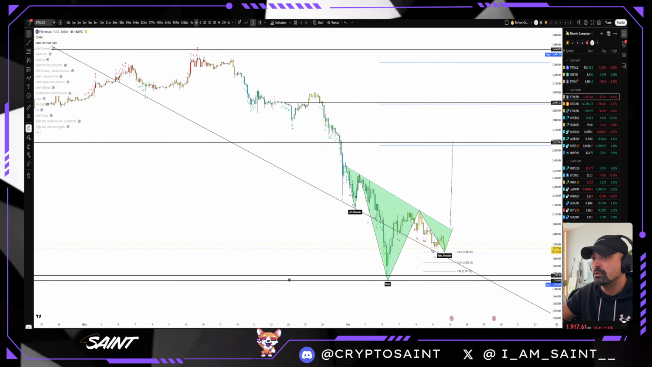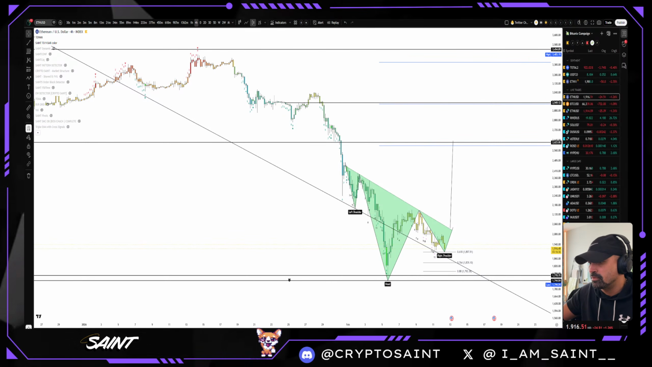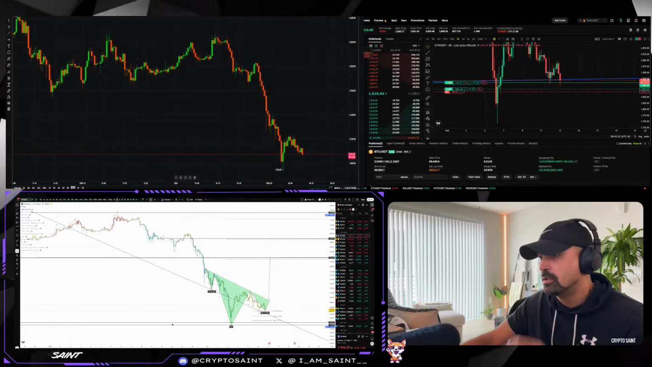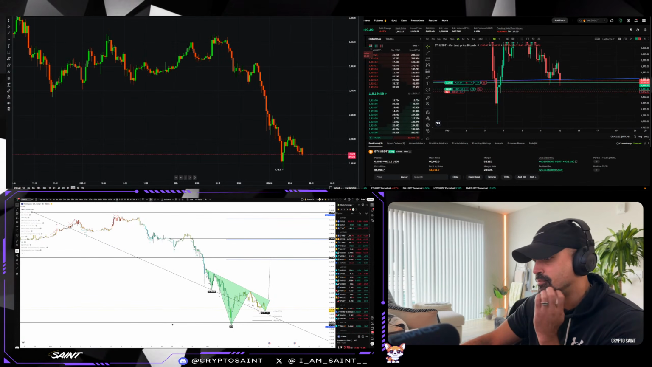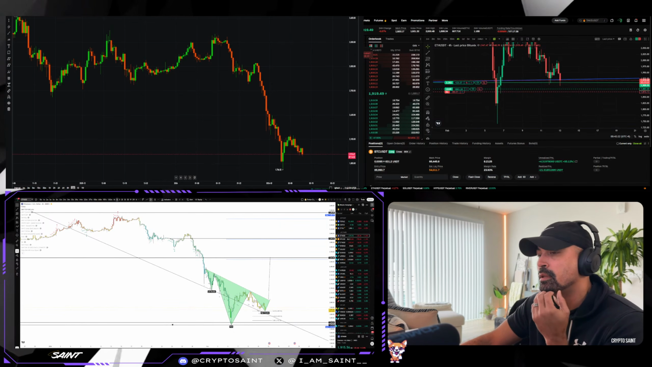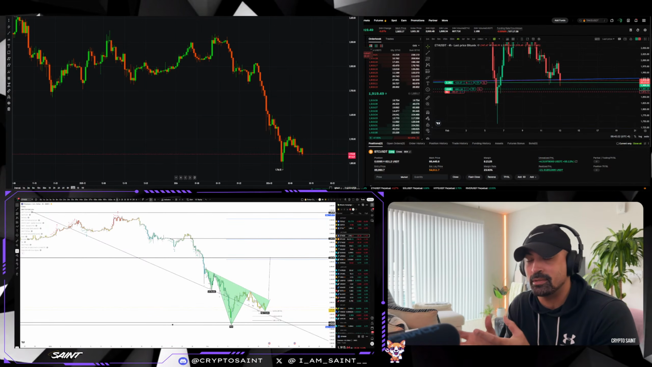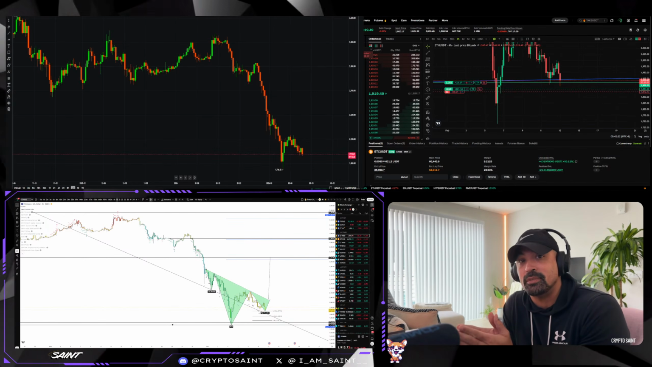CoinGlass is slow on pulling data, or at least giving me the data that I'm looking for. I'm waiting for the data to upload here so we can recap what I was just looking at. I just know this from memory. There are small liquidity pockets that sit beyond 1700, right?